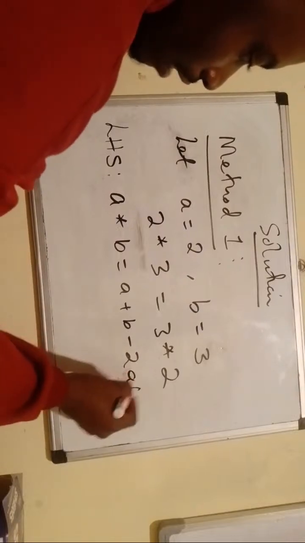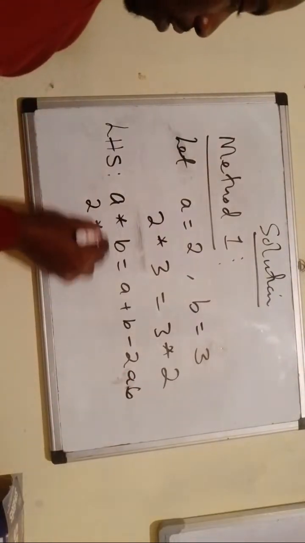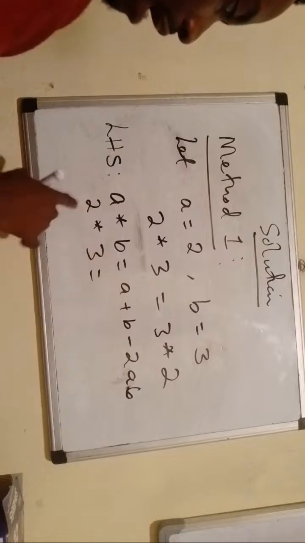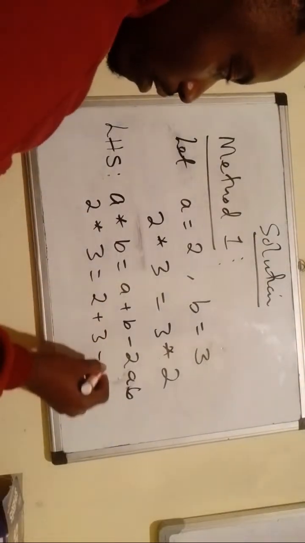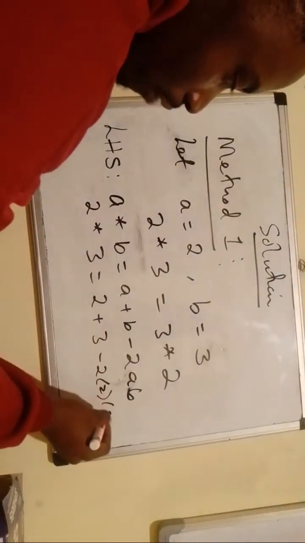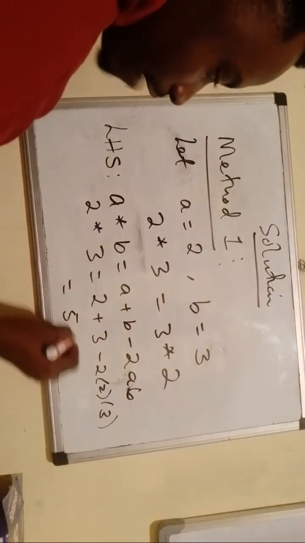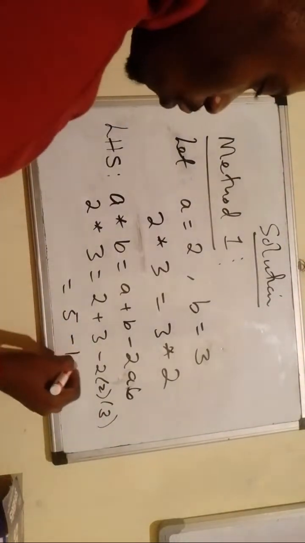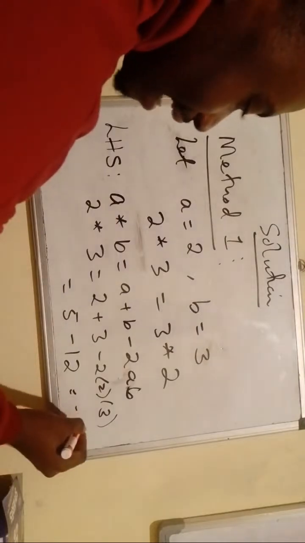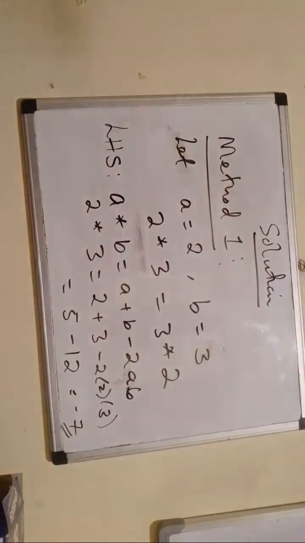Yeah, something like this. So here we have 2 star 3. What is A? A is 2, so we put a 2, we put a 3, minus 2 times 2, then 3. This will give us a 5 minus a 12. We should get negative 7. That's what we are getting to be our answer. For the left hand side, we're getting negative 7.